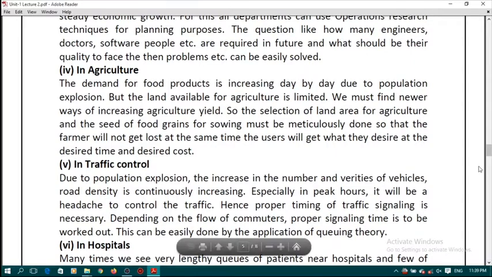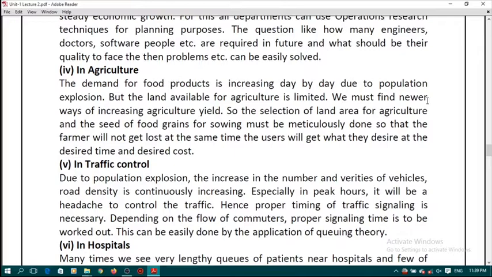Questions like how many engineers, doctors, software people, etc. are required in the future or in the current situation, and what should be their quality to face the problem, can be easily solved. In agriculture, the demand for food products is increasing day by day due to population explosion, but the land available for agriculture is limited, and actually decreasing due to so much construction work.